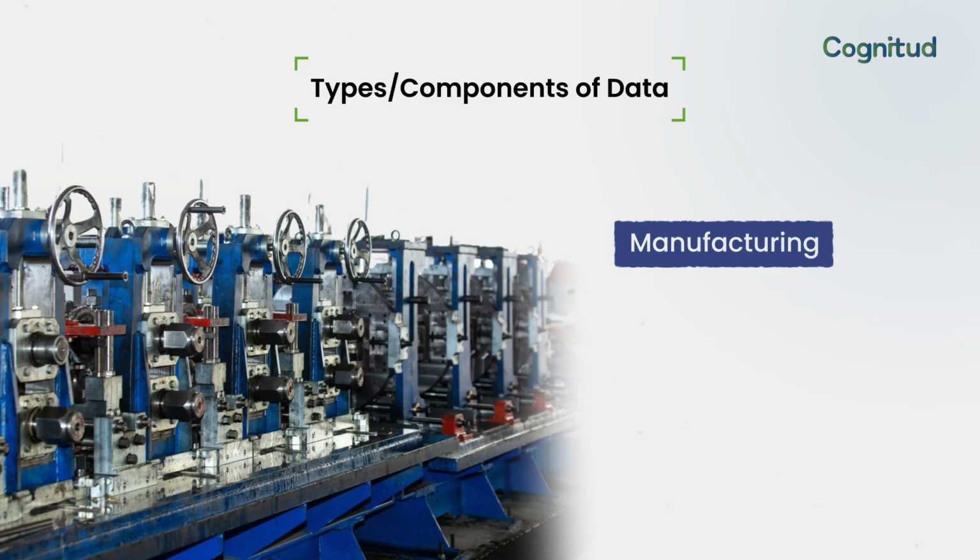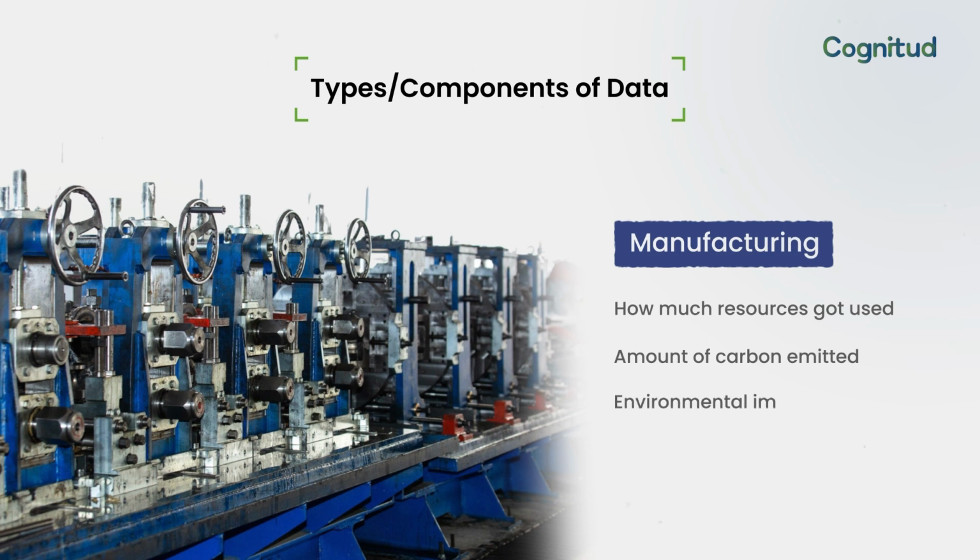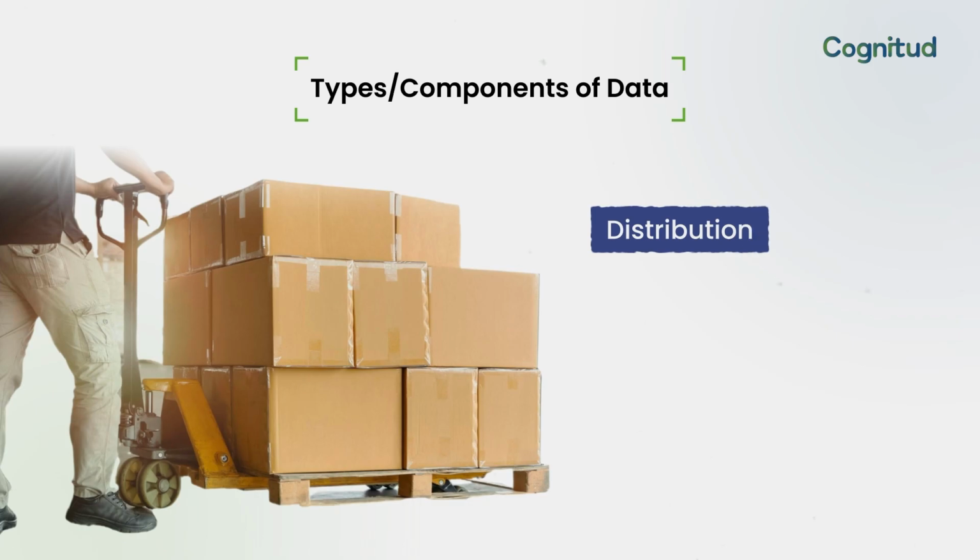An extensive account of a product's manufacturing journey can be found on the digital product passport, such as how much resources got used up during the production, the amount of carbon emitted, and any data point for that matter that leads to environmental impact. Distribution matters.